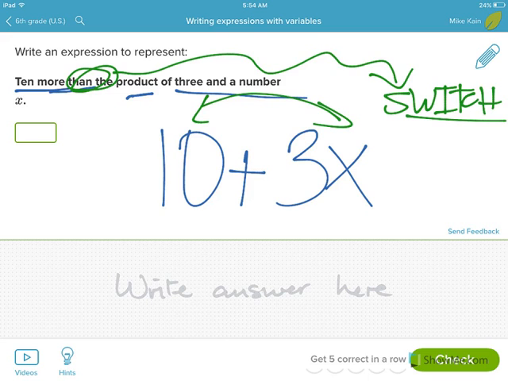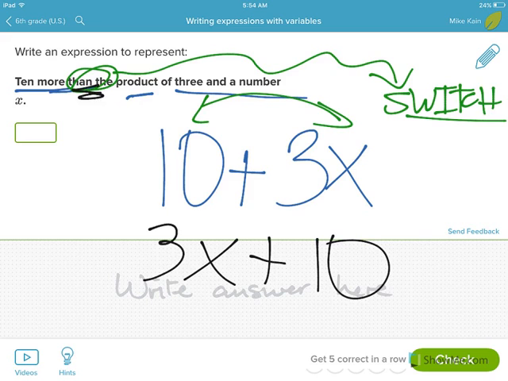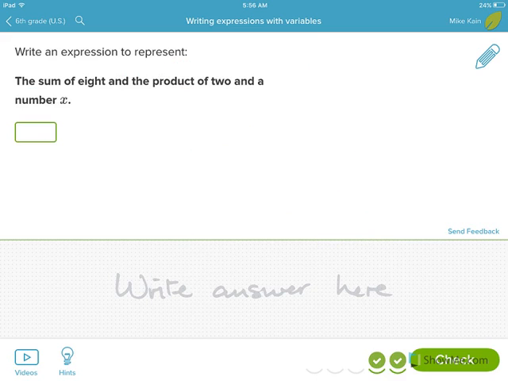Yeah, switch it around. You start with one thing, but you switch it. So it's actually 3x plus 10 because of that word than. That than is that switch word. I think we got a couple more here. So let me show you this one, ready? And then hopefully you'll get the last one correct.